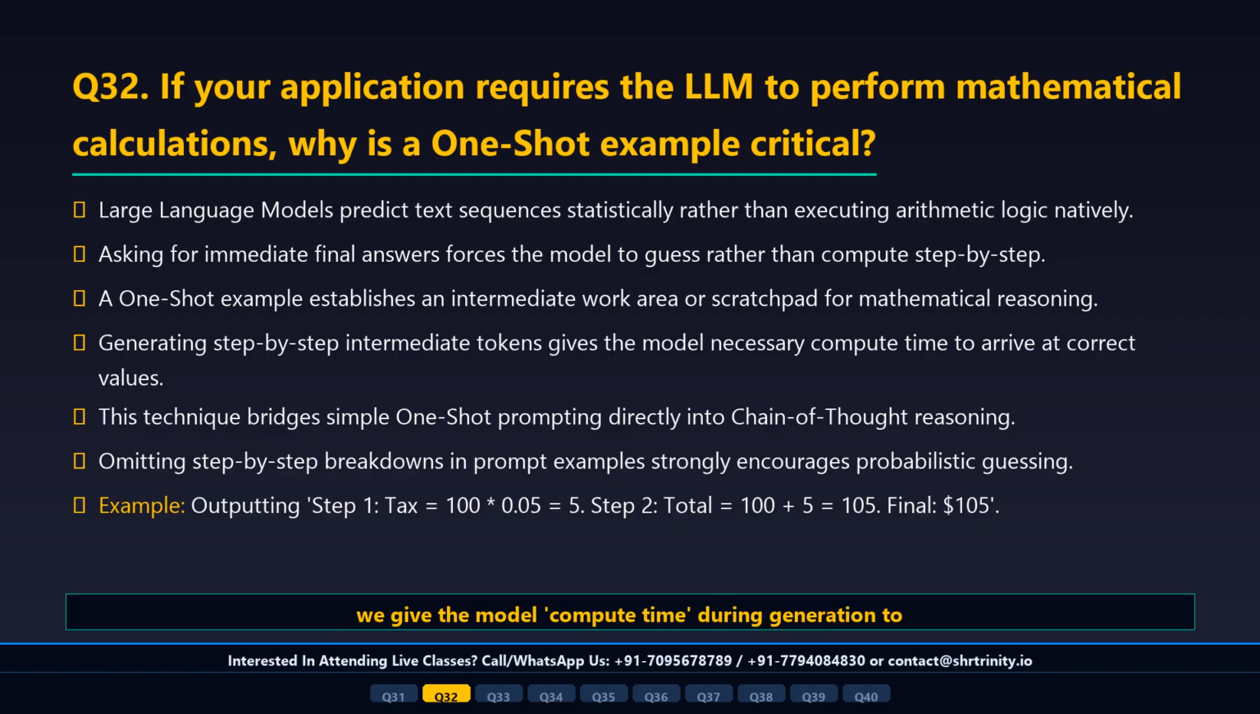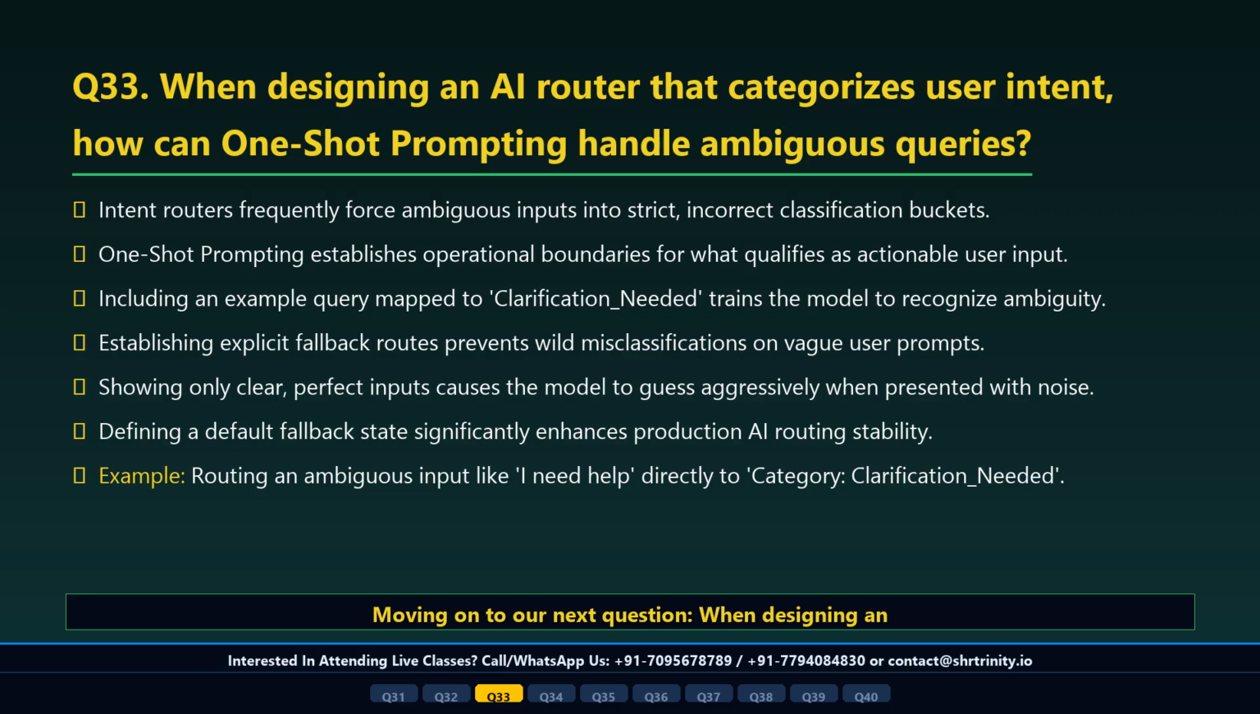Suppose we need to compute total cost with tax on a $100 item. Instead of showing an example that jumps directly from $100 to $105, our one-shot example explicitly demonstrates, Step 1, calculate tax, 100 times 0.05 equals 5. Step 2, add to base, 100 plus 5 equals 105. Final answer, $105. When the model processes a new calculation, it follows this exact sequence, computing intermediate values sequentially and dramatically increasing accuracy. Moving on to our next question.